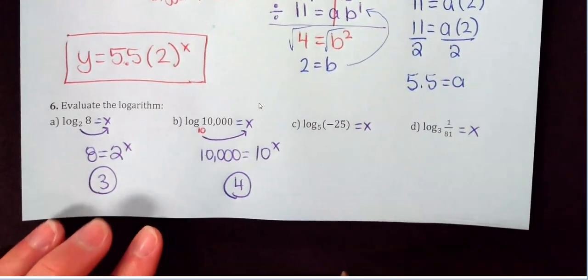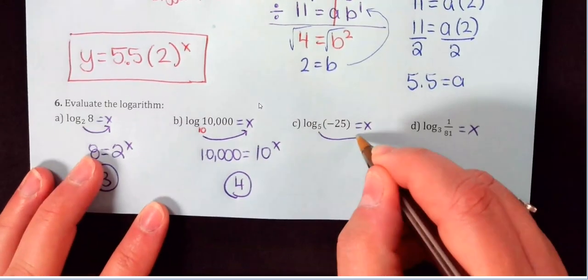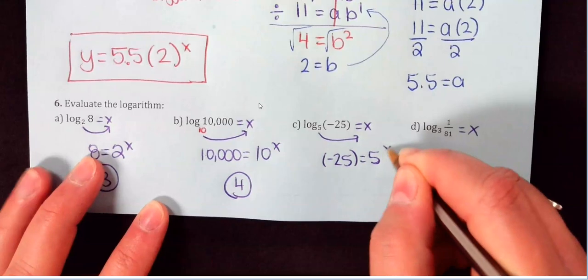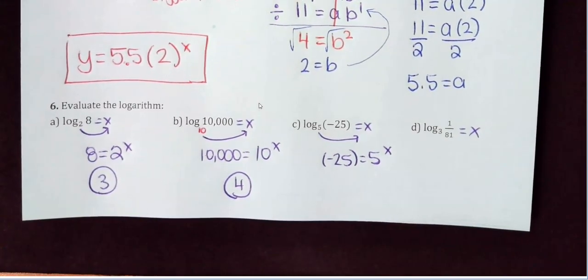Okay. If I swing this one, I'm going to get negative 25 equals 5 to the x. What are you going to write for that question? That'd be 1 over 25.